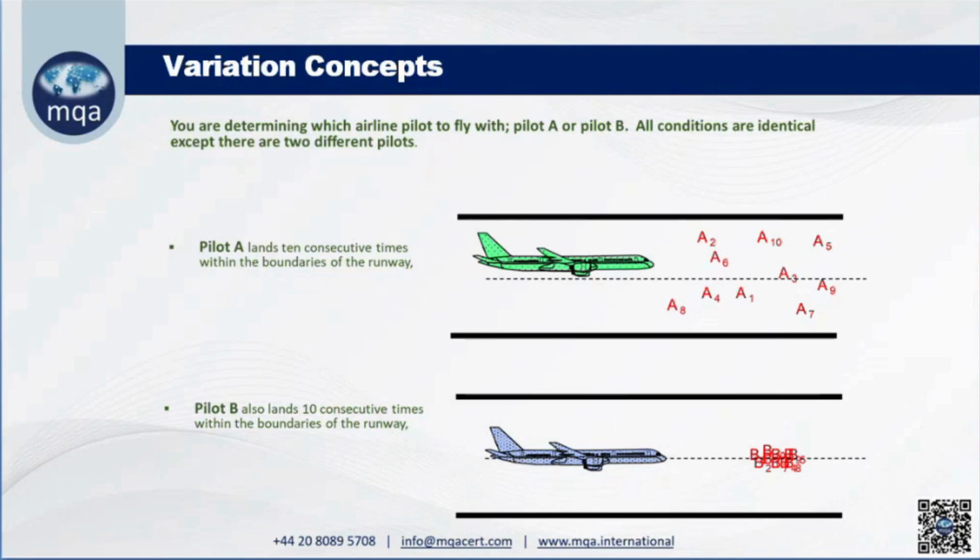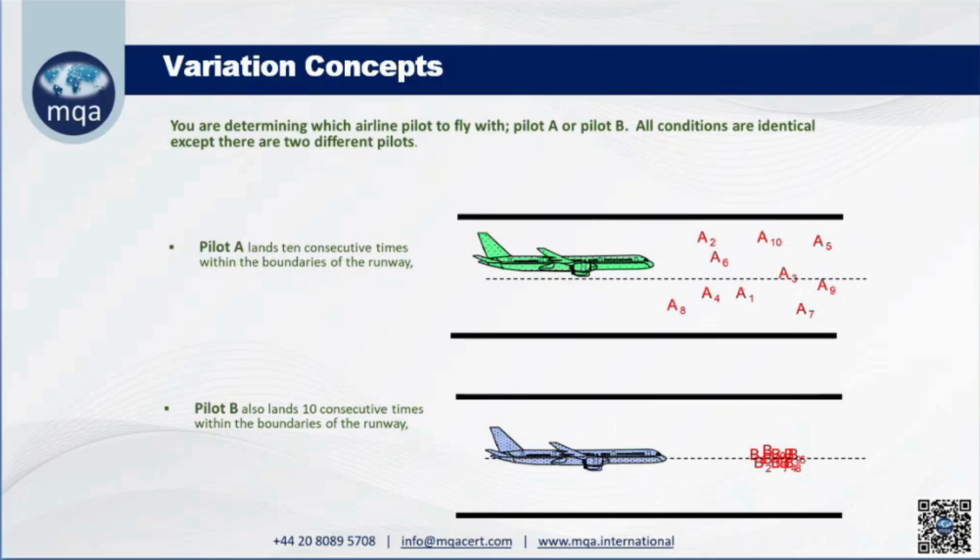Now look at these two diagrams. The two black lines in the first case, and the bottom line, are the boundaries of the runway on which flights take off or land. In the first case, the pilot lands within the boundaries of the runway. Within the two boundaries, the pilot will always land the plane: A1, A2, A3, A4.